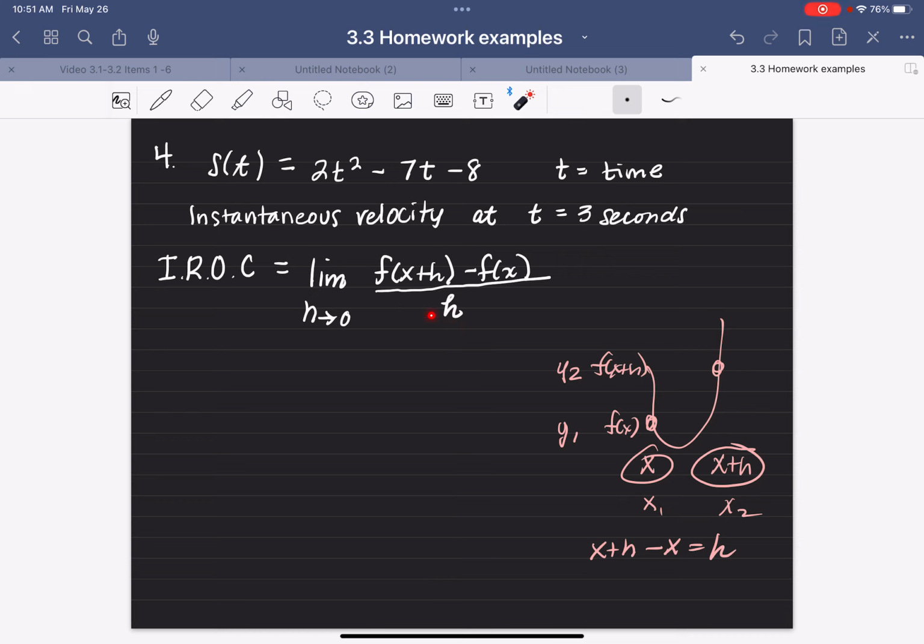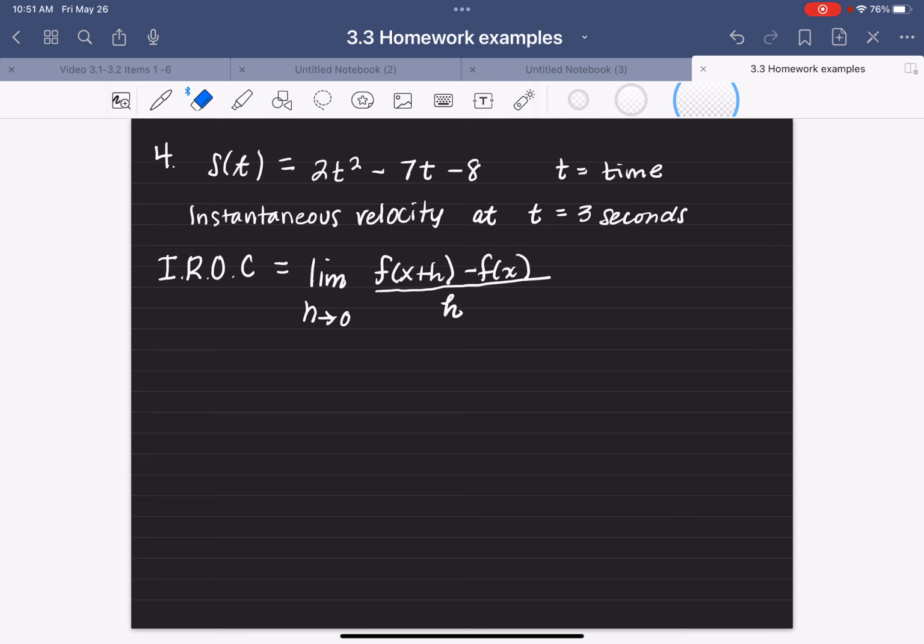And then the difficulty comes in: we can't just plug a 0 in here, so we have to do some algebra to simplify our expression and be able to find the instantaneous rate of change. So, what does the formula tell us to do? Well, it tells us we have to find first f of x plus h.